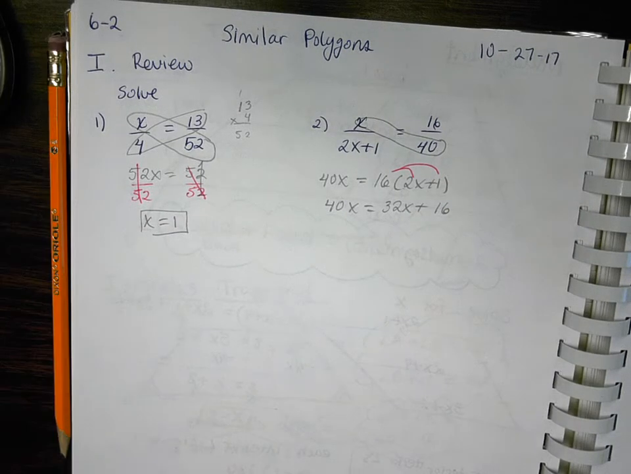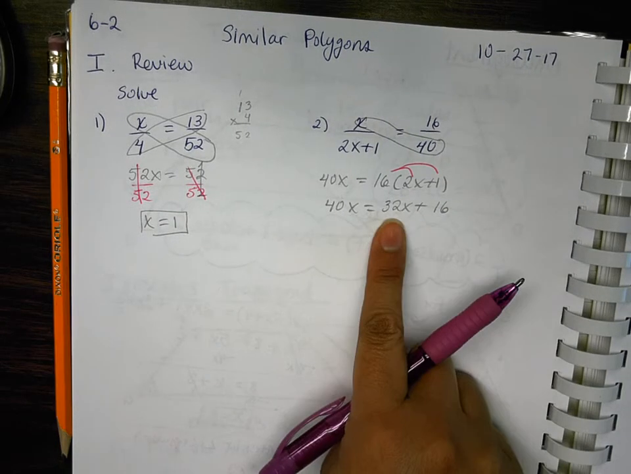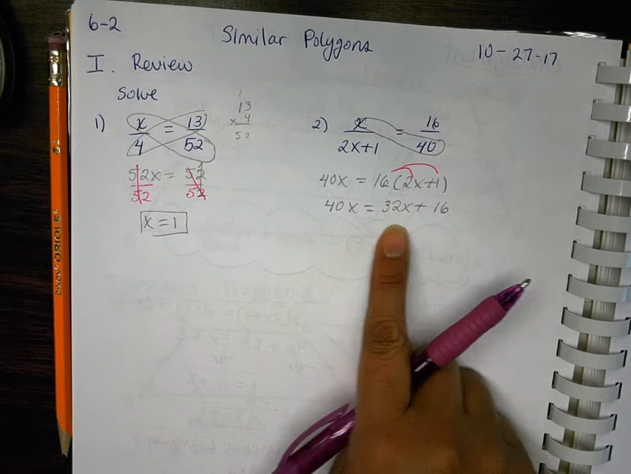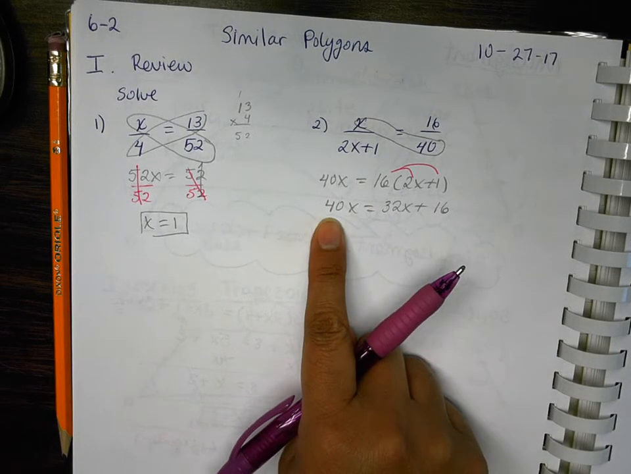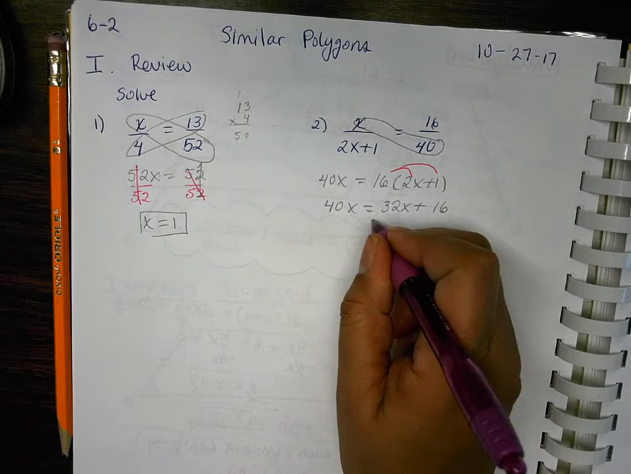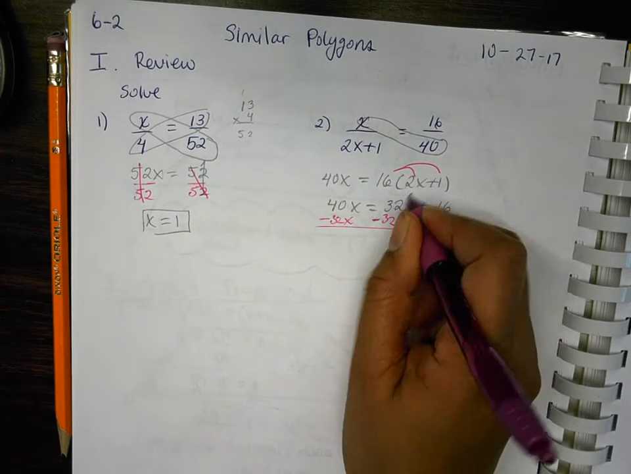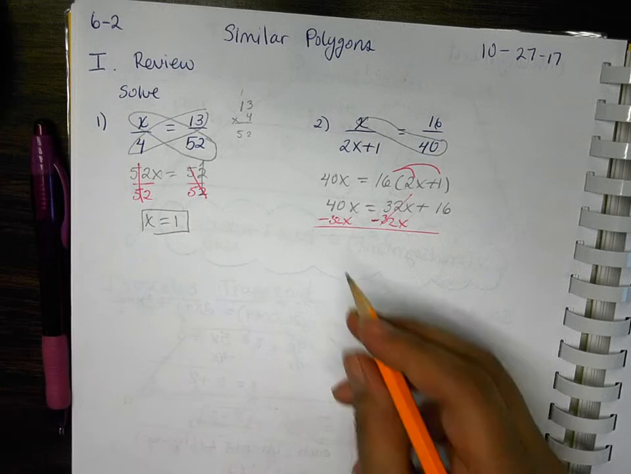And how do I solve this? What should I subtract, the 16 or the 32x? 32x. Yeah, I don't want to subtract the 40x this way. Why? Because I end up with what on the left side? Nothing. And I don't want to do that. So I'm going to subtract the 32x. Gone. What's 40 take away 32?